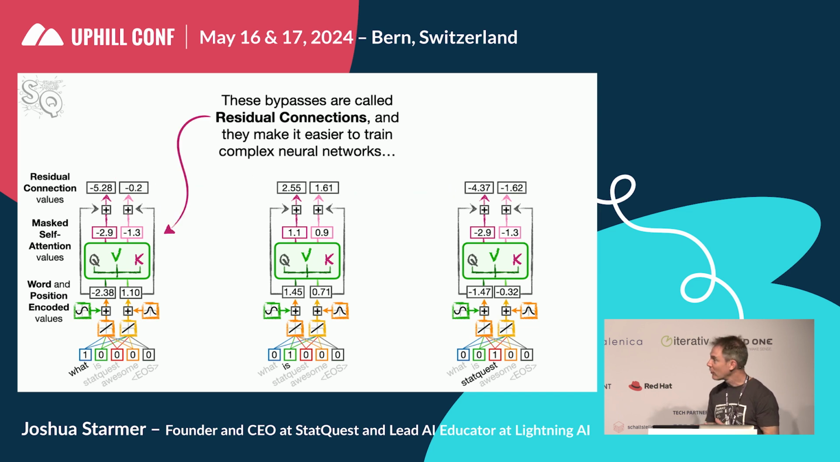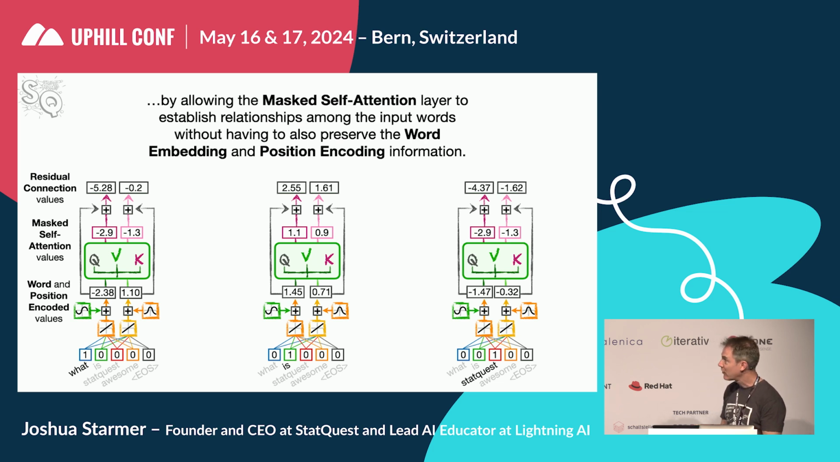These bypasses are called residual connections, and their sole purpose is to make it easier to train complex neural networks by allowing the masked self-attention layer to establish relationships among the input words without having to also preserve the word embedding and position encoding information. So if you're ever working on your own neural network and things aren't working very well, consider adding some residual connections. Anyways, we'll give that a small bam.